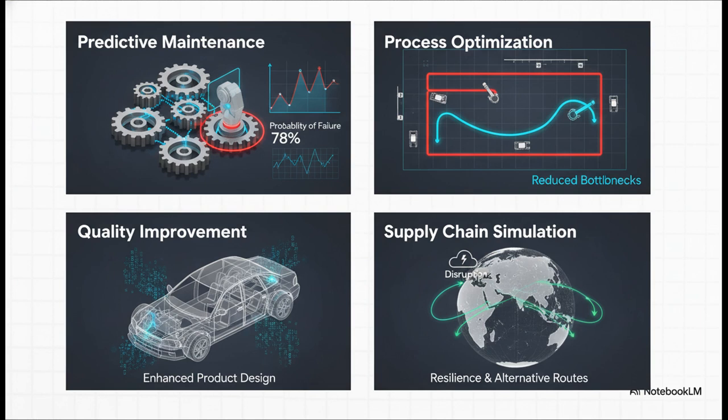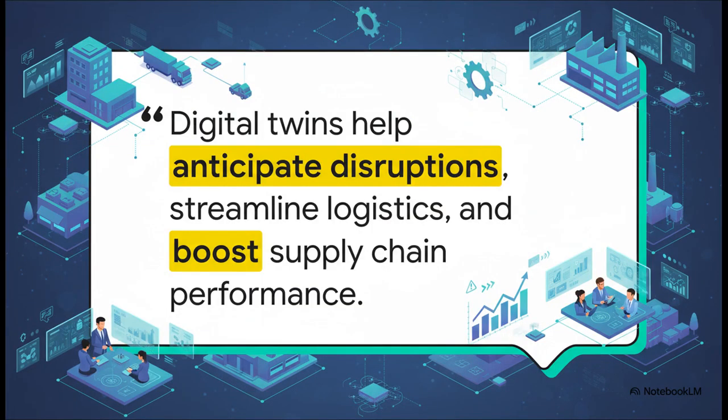We started with predicting when a machine might fail. That's predictive maintenance. But it goes so much further. You can use it to optimize the flow of an entire factory to get rid of bottlenecks. You can improve a product's design based on how it's actually performing in the wild. You can even stress test your whole supply chain to see how it would handle a disaster, all inside the computer. This quote from Forbes really just nails it. It's all about anticipation and optimization. By having this virtual playground where you can test and tweak and prepare for anything, companies can make their real-world operations faster, smarter, and way more resilient.